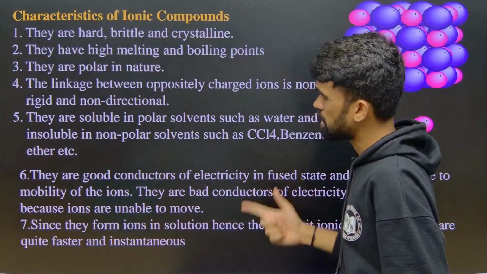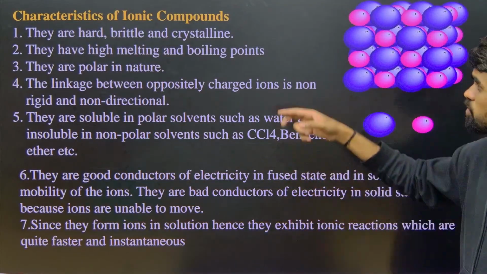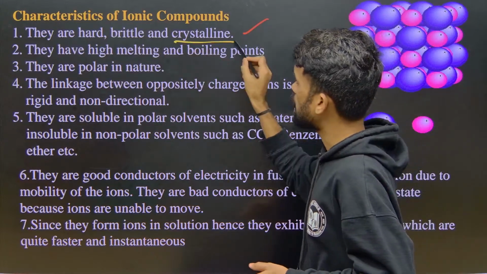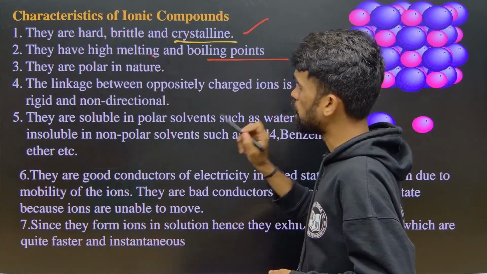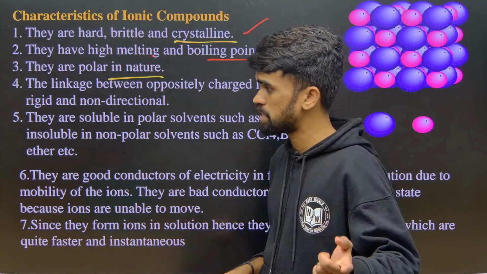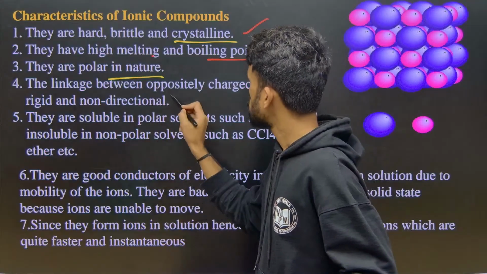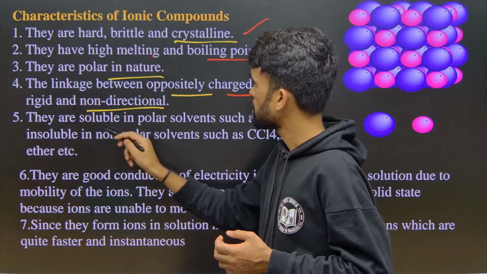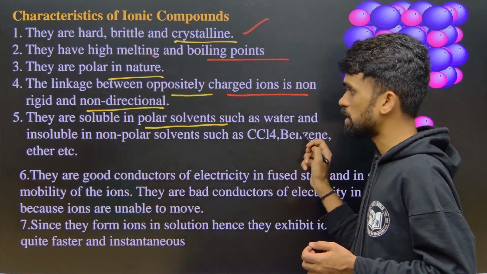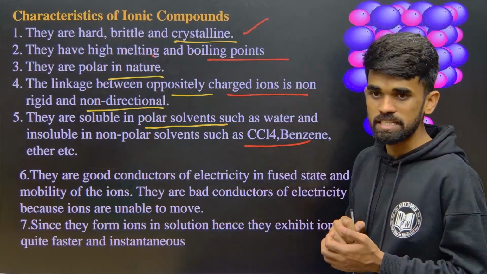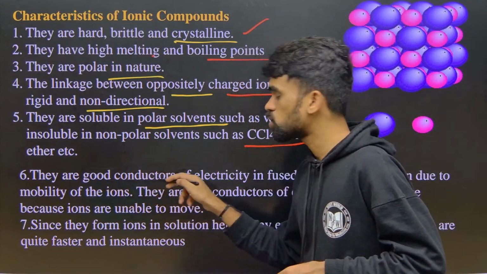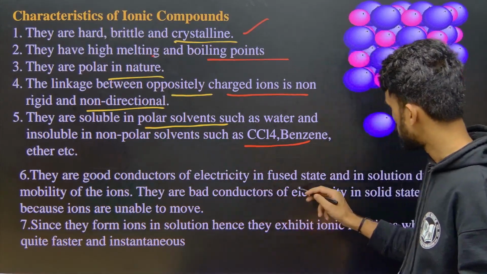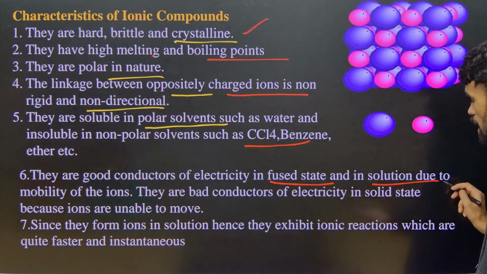Next, these are the extra points needed for ionic compounds. They are hard, brittle, crystalline, and have high melting and boiling points. They are polar in nature, therefore they are soluble in polar solvents. The linkage between oppositely charged ions is not rigid and non-directional. They are soluble in polar solvents such as water and insoluble in non-polar solvents like CCl4, benzene and so on. They are good conductors of electricity in their molten state, or fused state, and in their aqueous solution state.